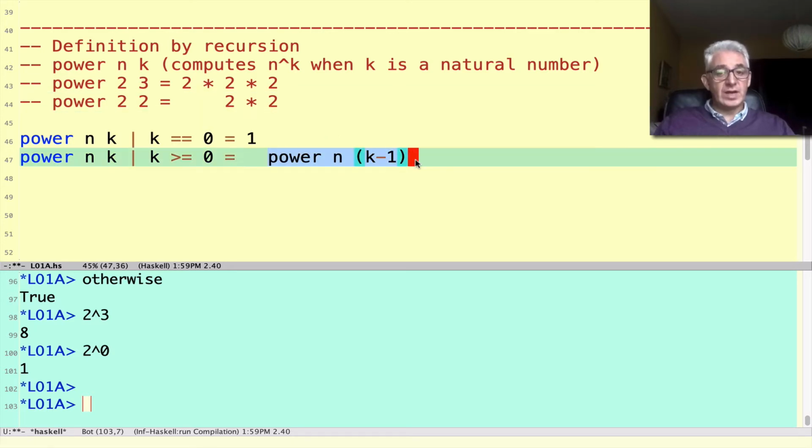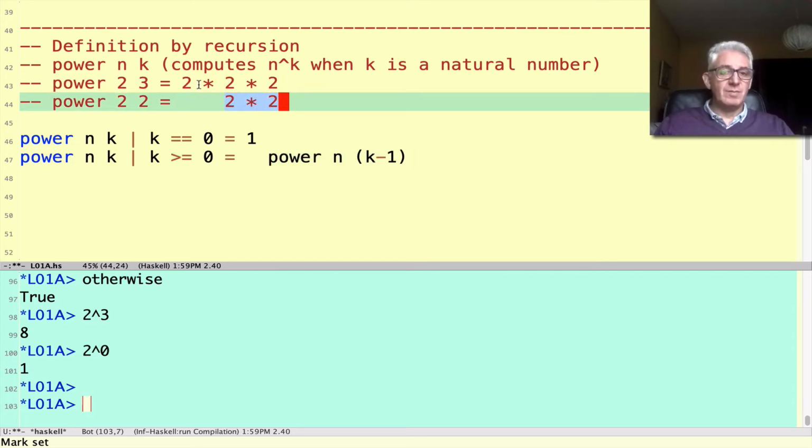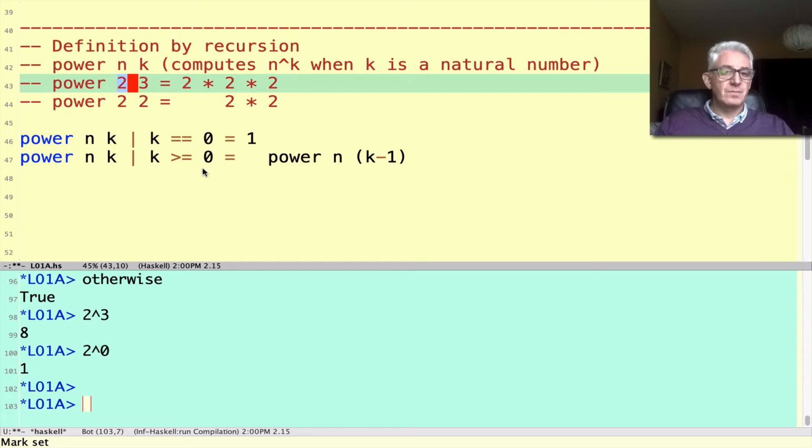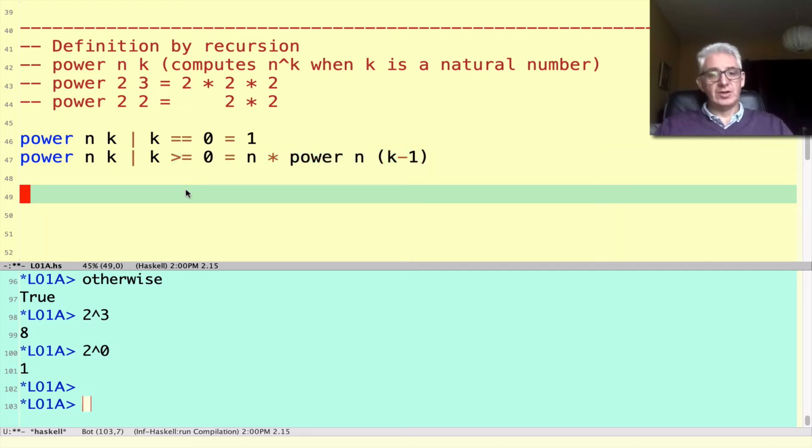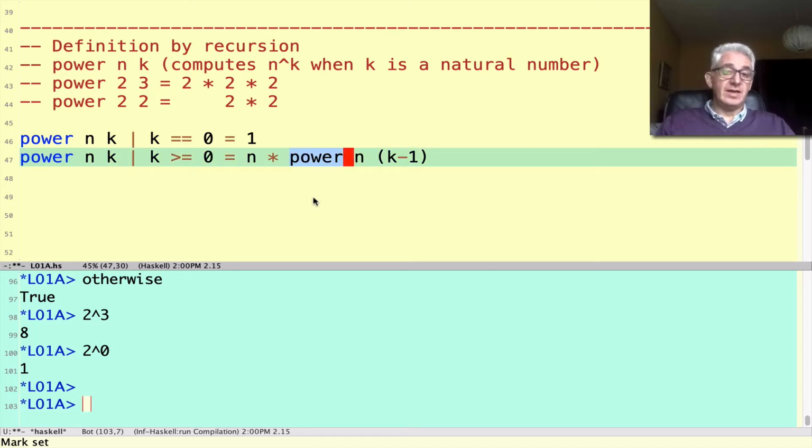If we've already computed this thing, how would we then build the answer that we want, which is power n k when k is greater than or equal to 0? So how do we compute this thing if we already know this thing? Well, we multiply it by the 2. So to compute the power that we want from this thing, we simply have to multiply it by 1 more copy of n. Okay, so this is a very simple strategy for computing the power function. It works by recursion. We've defined power using itself.